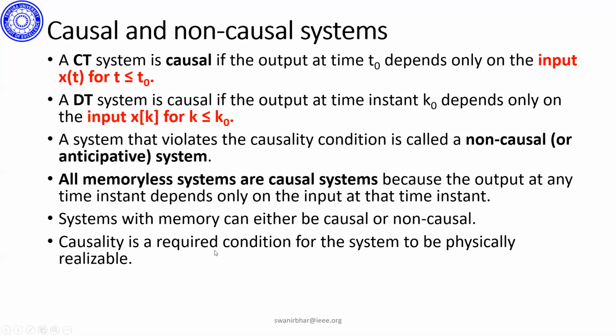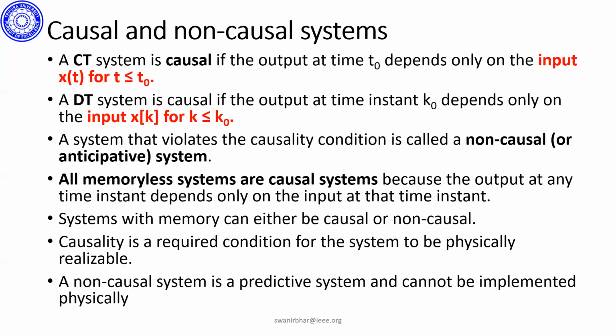Causality is a required condition for a system to be physically realizable. Why? Because if it is not causal, it is able to calculate some future values. If it is able to calculate future values, then the system is not realistic, because how can you physically realize a system which can predict the future? You cannot get future outputs without knowing the situation. So all systems that can be made in hardware or circuit are causal. They are based on present input and past input. Past input we can store, and present input you are getting now.